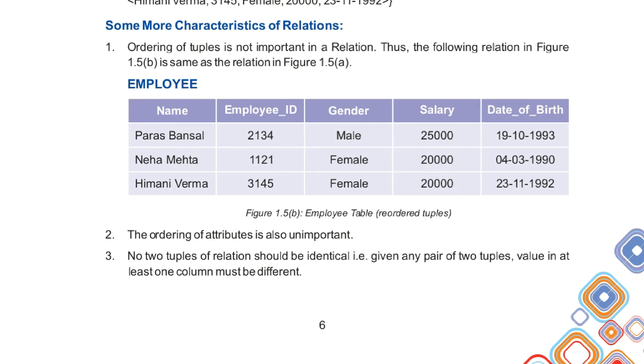Okay, and date of birth, the date of birth of Paras Bansal you can see here is 19 October 1993, which is greater than 1985, or any other constraint which you want to apply on your relational model. Okay, so these are some constraints. These are called the constraints.